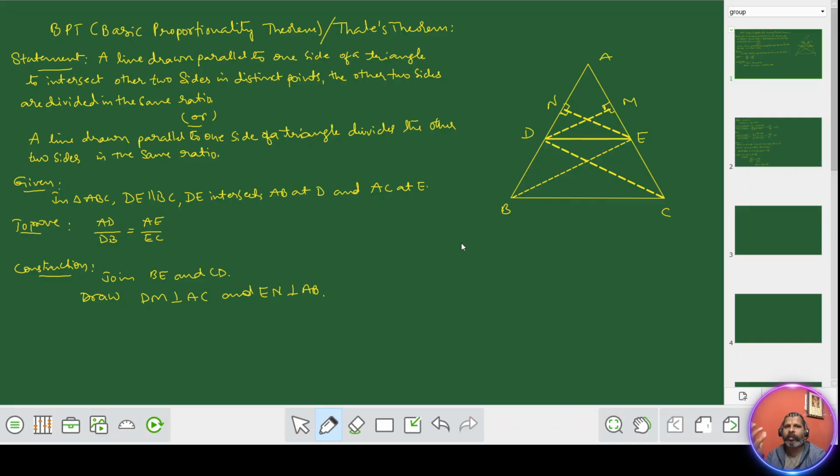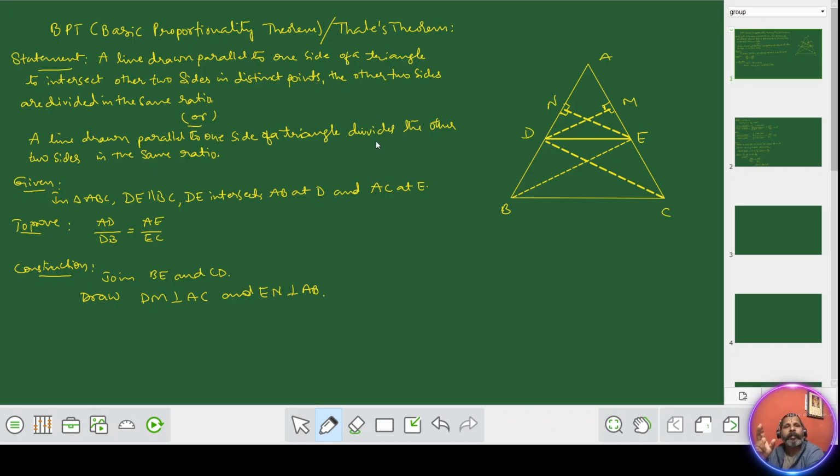Those two form the other two headings. Given means there is a triangle, and there is a line drawn parallel to one side of the triangle. That's the given. In triangle ABC, DE parallel to BC. In this question, ABC is a triangle, DE is a line parallel to the side BC. This DE intersects AB at D and AC at E, which are two distinct points. That is inferred from the statement.